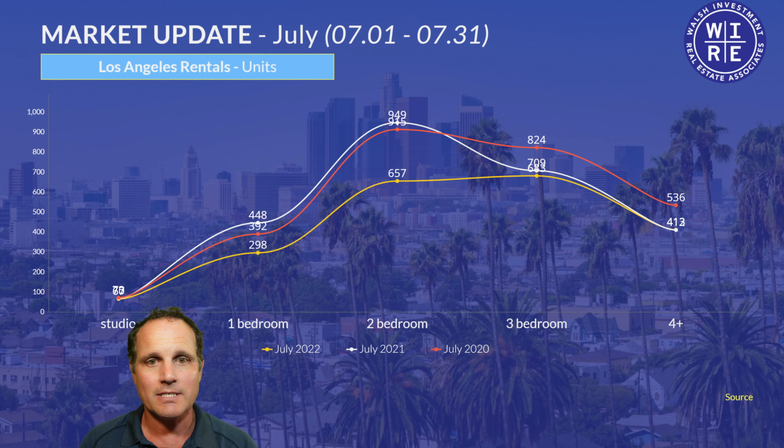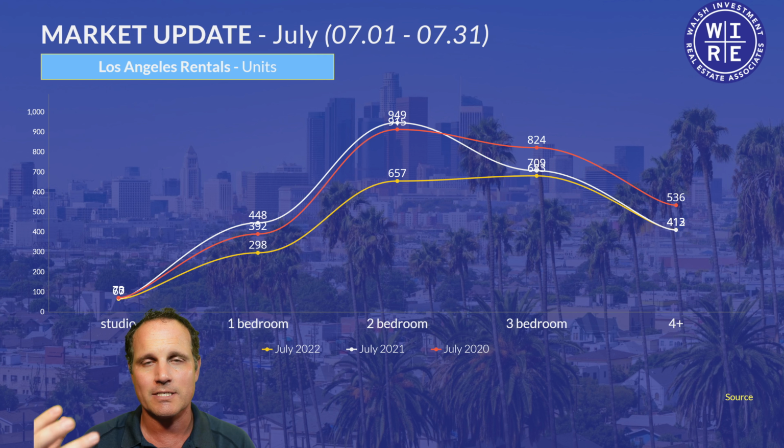Moving on to Los Angeles and a slightly different trend, we can see that 2021 was actually a little higher in certain unit types. Again, studios and 1 bedrooms, very popular, just aren't as many of those. And 2 bedrooms and 3 bedrooms in Los Angeles are popular, 2 bedrooms being the most popular. But inventory is down. We don't have as many people moving.